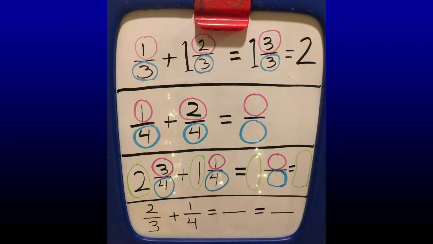I did the top one for you. And I drew these bubbles around everything so you can see what's going on. So we have 1/3 plus 1 2/3. Let's just imagine someone has 1/3 of a cookie and your friend has an entire cookie and 2/3 of another cookie, and you're going to put all the cookies together.